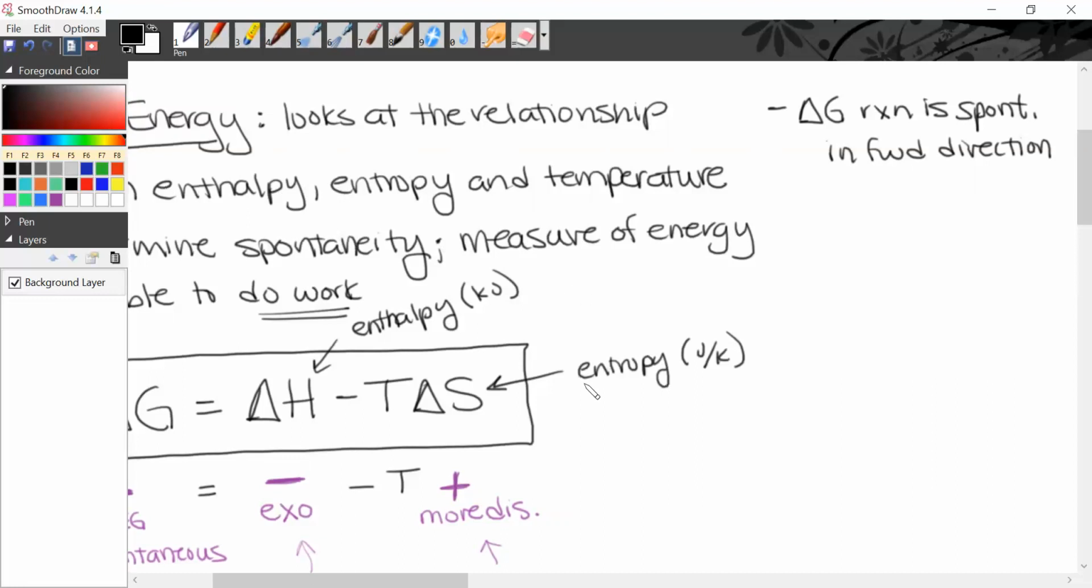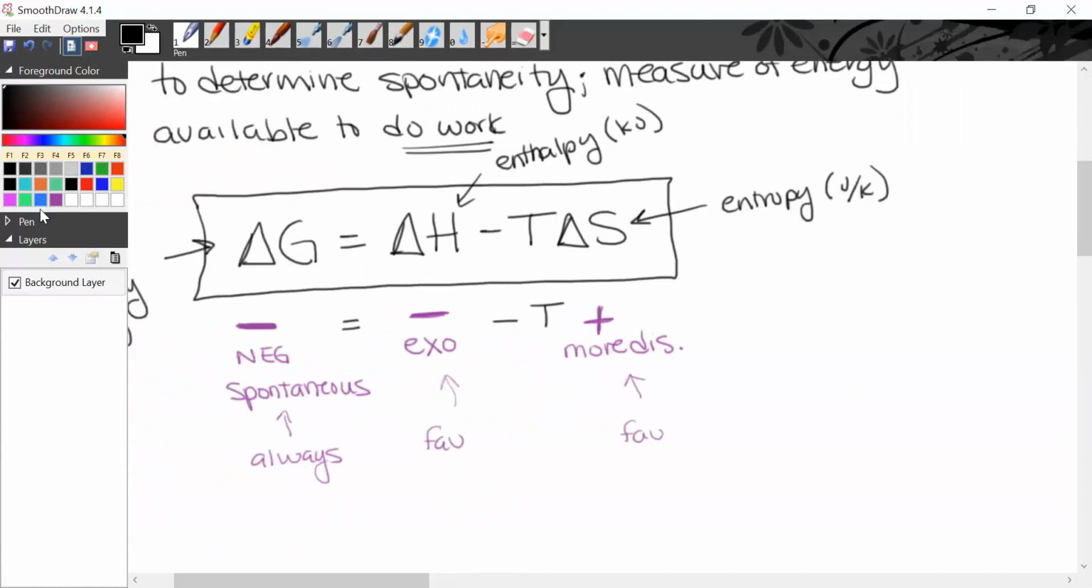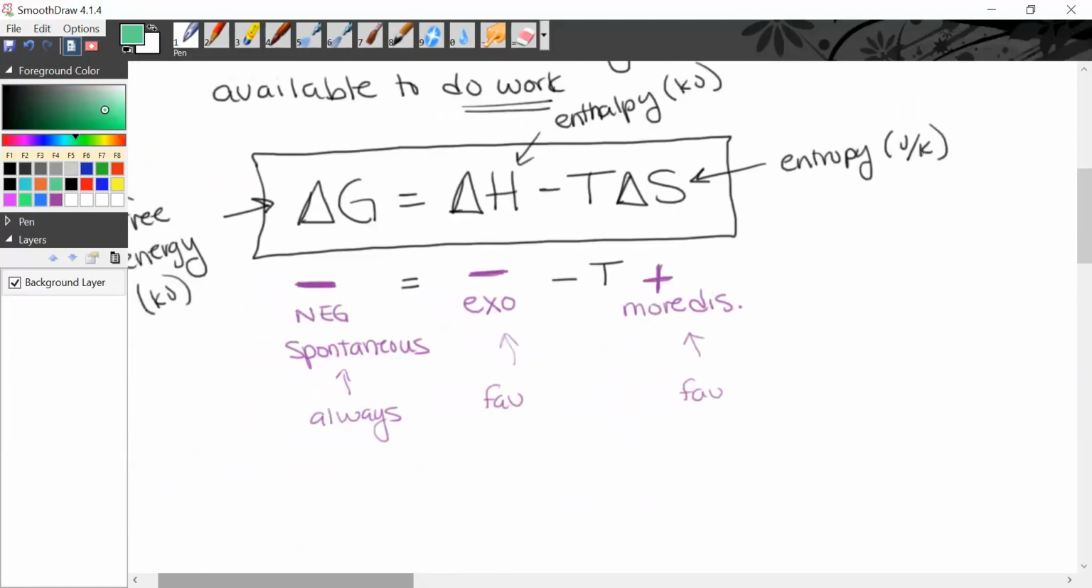All right, let's look at an alternate scenario here. Instead of purple, this time I'll use green. What would happen if my delta H was positive? Positive value here, meaning endothermic. And a negative delta S here, less disorder, not favorable. So look, not favorable, not favorable.